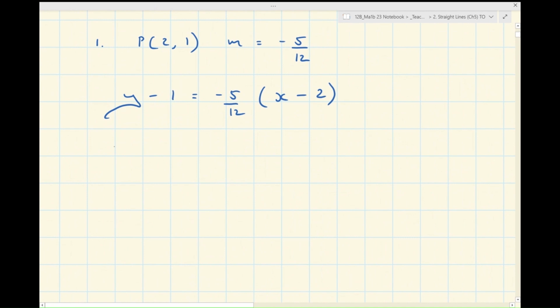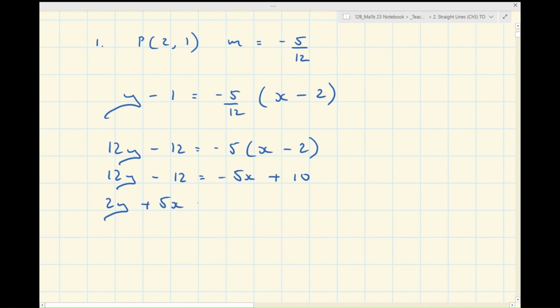Question 1. Right, we have to find the equation of a straight line. It passes through the point P, and it has a gradient of minus 5/12. So y minus y1 equals the gradient multiplied by x minus x1. Multiply everything by 12. 12y minus 12 equals minus 5x minus 2. 12y minus 12 equals minus 5x plus 10. So 12y plus 5x, adding 5x to both sides, equals 22.